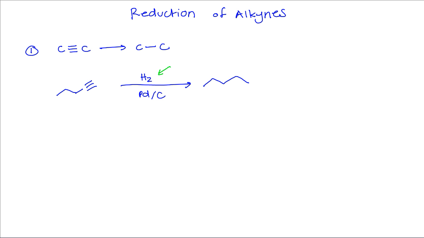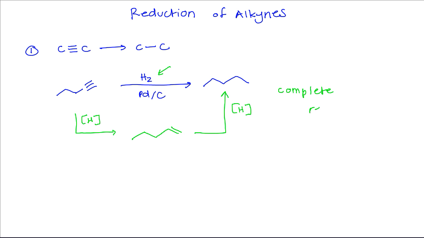What happens here is that we do get this intermediate alkene. So I'm going to add in hydrogens for a reduction. We get this alkene, but it doesn't stop. So it keeps going. We're adding in even more hydrogen to reduce all the way to the alkane. So the thing you want to remember for reduction of alkynes using palladium on carbon as a catalyst is that you get complete reduction. Okay, it's very difficult to stop at this alkene.